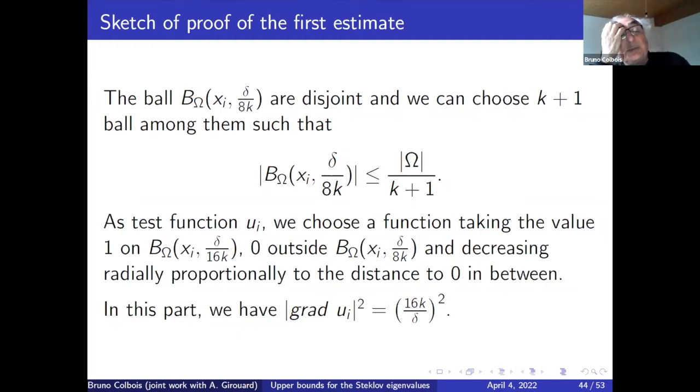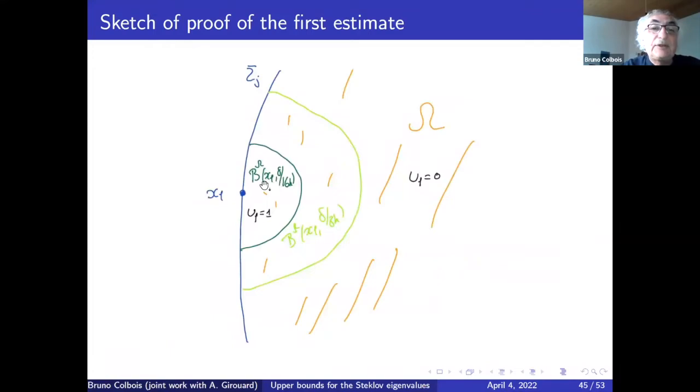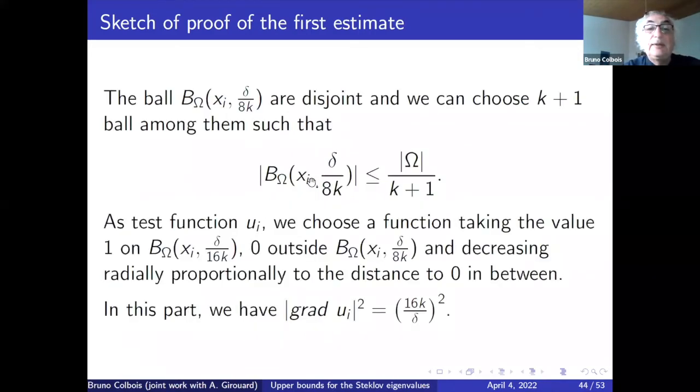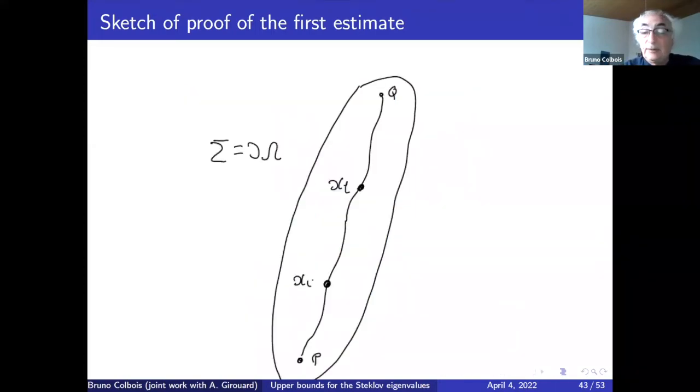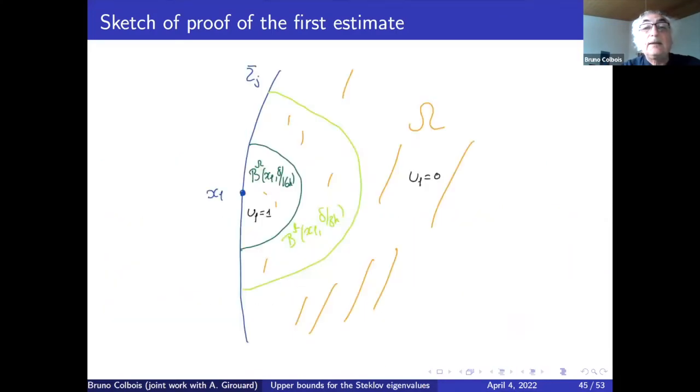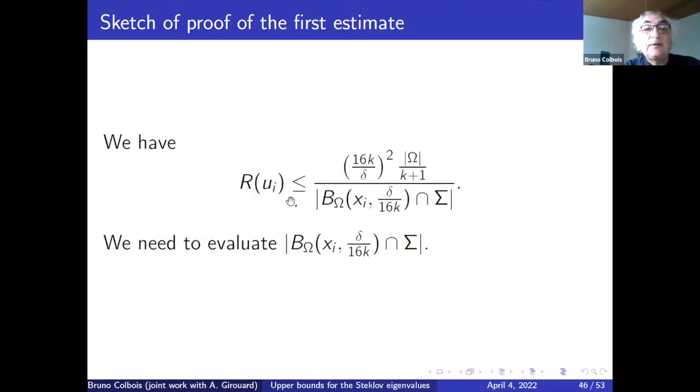Then, as I told you, you have to take into account the gradients. The function will be like this. This is the same picture, but the radius is now delta over 16k. So this distance here is delta over 16k, which gives the gradient squared as 16k divided by delta squared. When you introduce this in the Rayleigh quotient, you have this estimate.